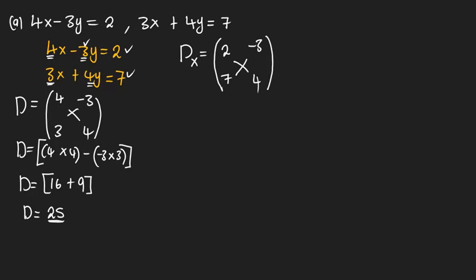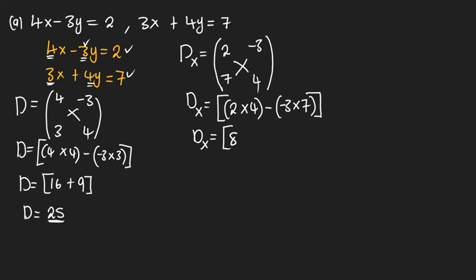Then you cross multiply. So Dx is equal to 2 multiplied by 4 minus -3 multiplied by 7, right? Then Dx is going to equal 8, and this multiplied by that is going to be a positive, then 21. Okay. And our Dx is going to equal 29. Then we go to Dy.